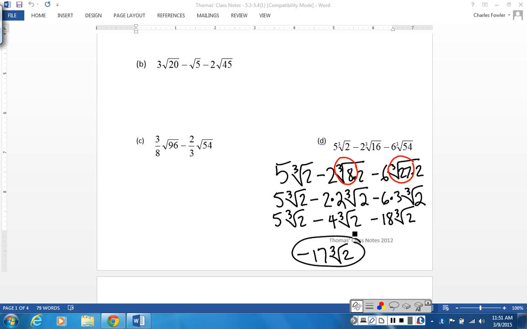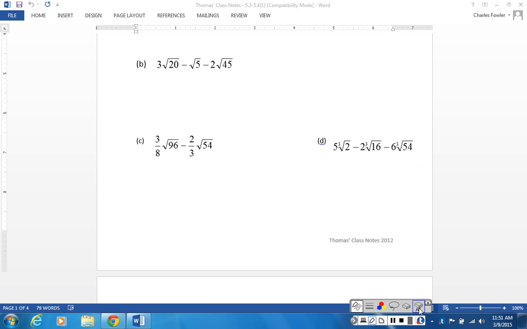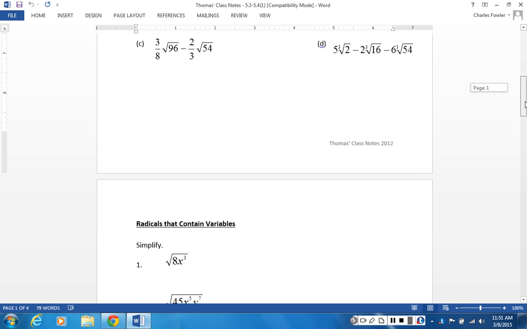For these type of problems, it's best to have a list out of all your perfect squares and all your perfect cubes, so you can refer back to it. So you can just write down the numbers once you realize you have to find perfect squares and perfect cubes.